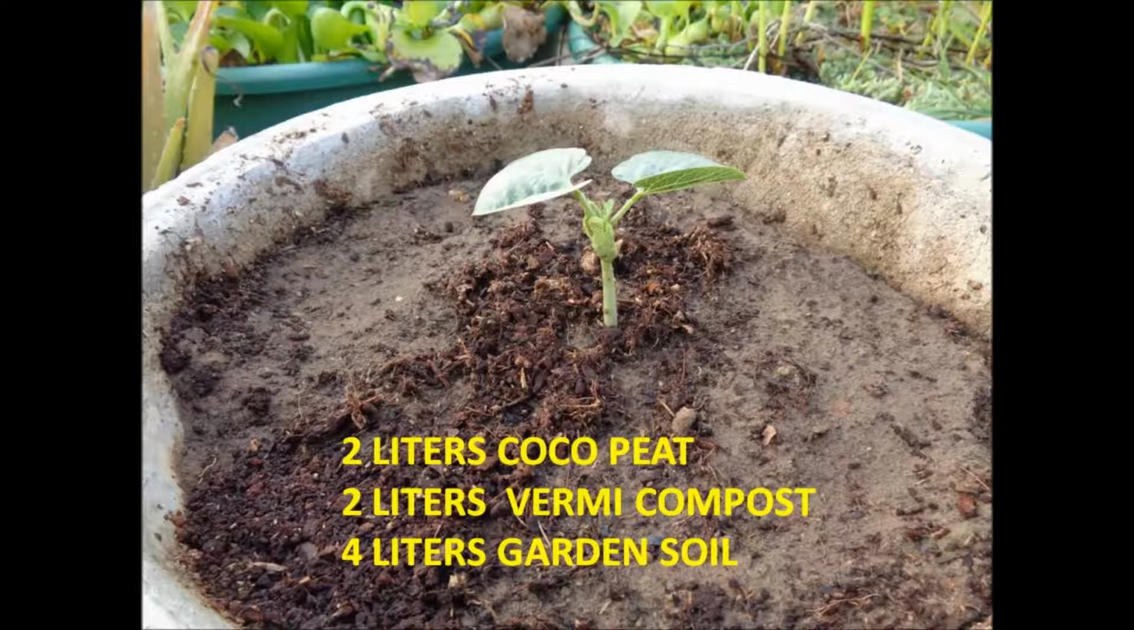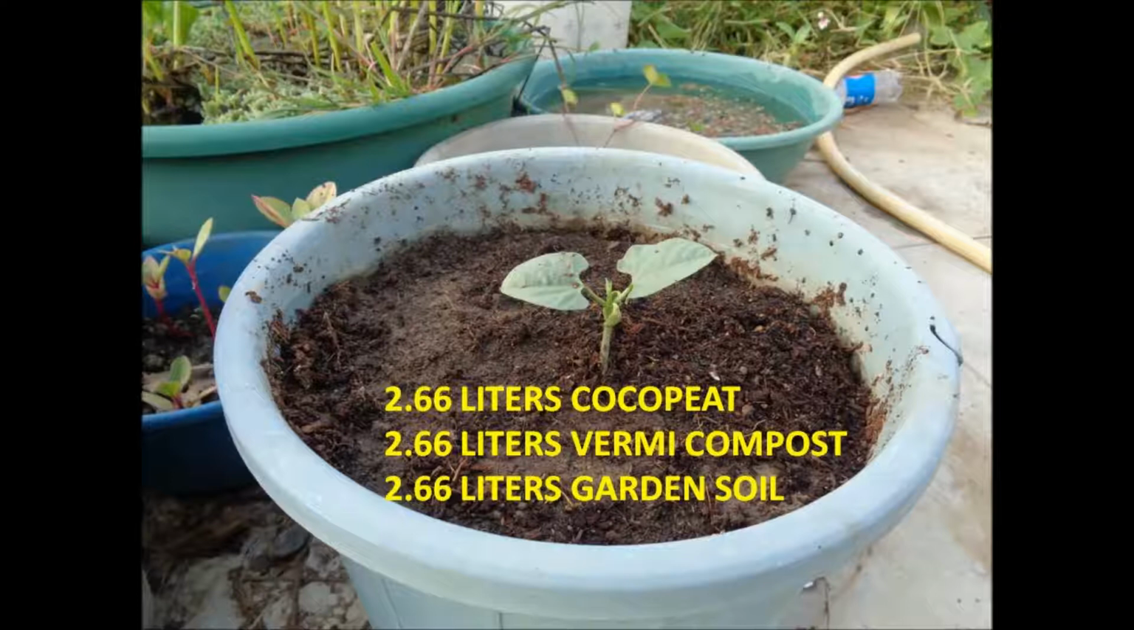Generally, many of the people are using this 1:1:1 mixture. Many of the people in terrace garden, and even in tissue culture, after post tissue culture, are using this mixture 1:1:1. One part means on volume basis. Suppose one bucket coco peat, one bucket vermicompost, one bucket garden soil, very good soil. You can maintain this. This is one type of mixture.